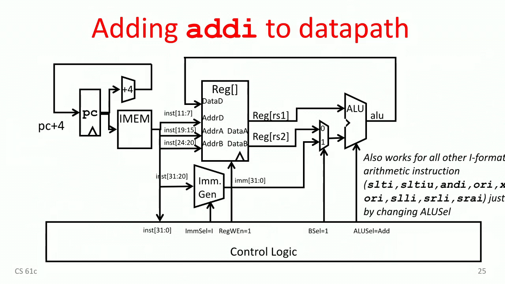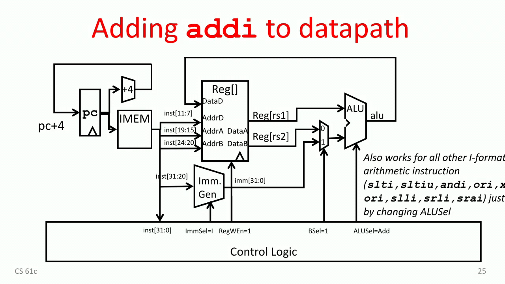Okay, so that was modifying the data path to implement add immediate. This same technique, the same data path, once we've modified it, now works for other I-format arithmetic instructions. So this is set less than immediate, unsigned, and immediate, or immediate, XOR immediate, shift left logical immediate, shift right logical immediate, and shift right arithmetic immediate. The only thing we need to change for all these is the operation that the ALU performs, and that's these control signals here. I didn't say how wide this is, but the controller can just choose the appropriate one.